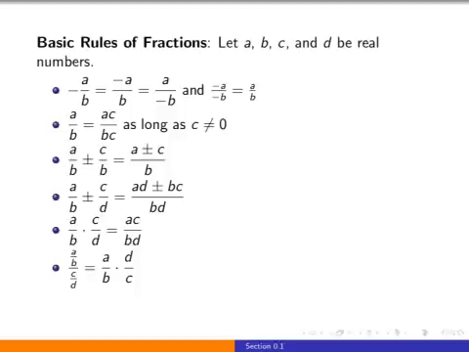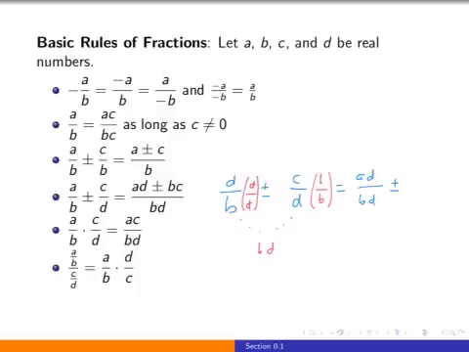Now, if you do not have a common denominator, what you need to do is create a common denominator. So in this case, if we have a over b plus or minus c over d, in order to add them, what we would do is say we need a denominator of b times d. So we would take this first fraction and multiply it by d over d, and the second fraction and multiply it by b over b. So in this case, we would end up with AD divided by BD plus or minus CB divided by BD.